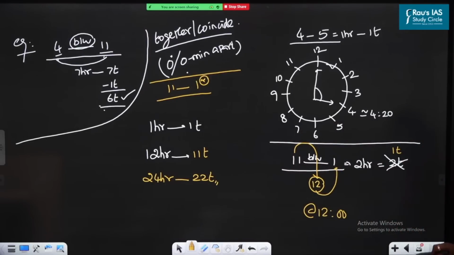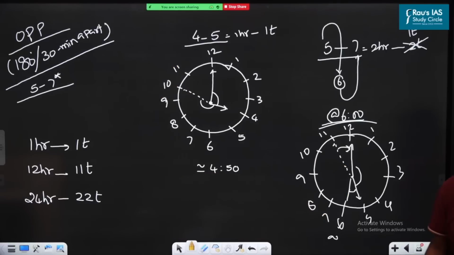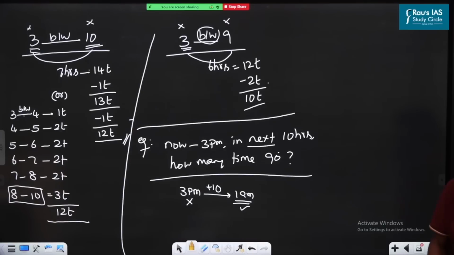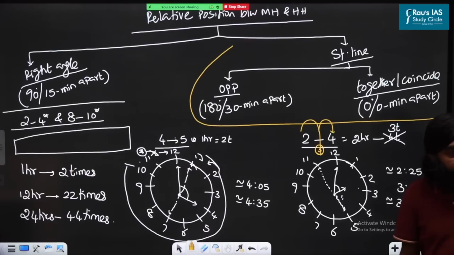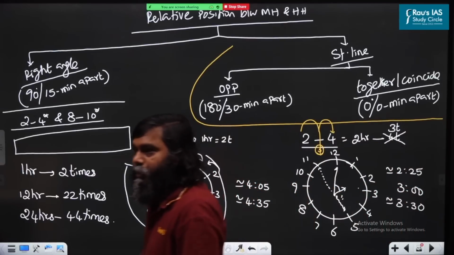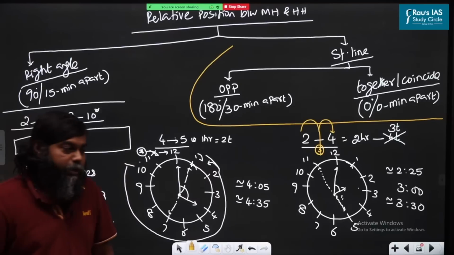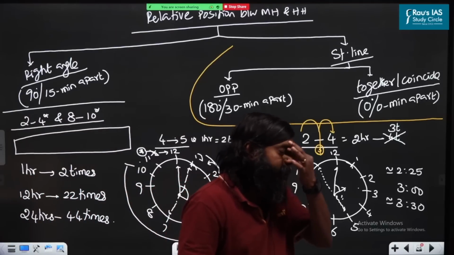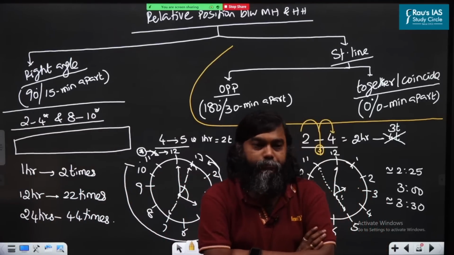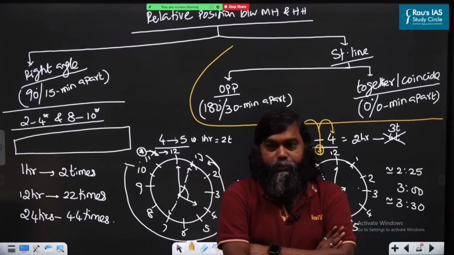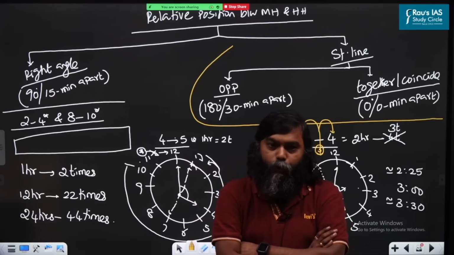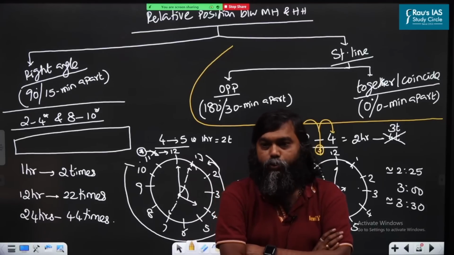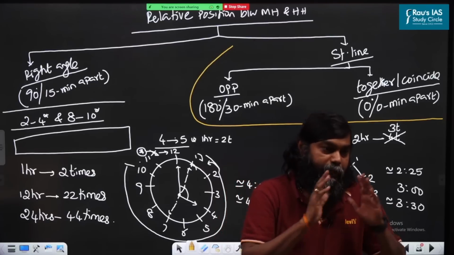So now, together, 1 hour, how many times? In 1 day, opposite, 1 hour, 1 time. In 1 day, 22 times. Right angle, in 1 hour, 2 times. In 1 day, all understood. Now all are ready. Can we summarize it? Listen first. In 1 day, how many times are the minute hand and hour hand in a straight line? Straight line means it includes opposite and together. Opposite 22 times, together 22 times, total 44 times straight line.